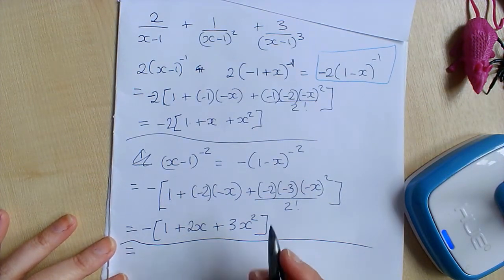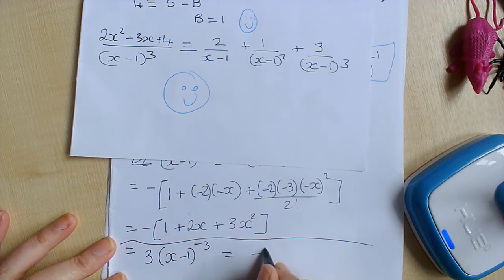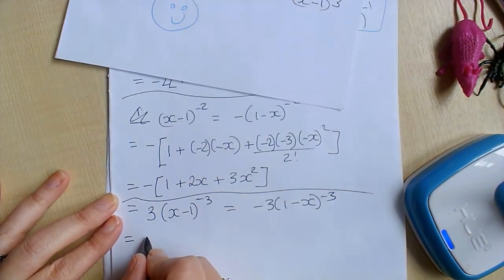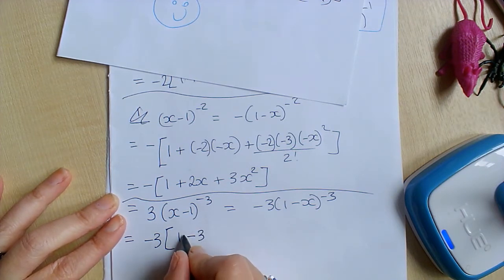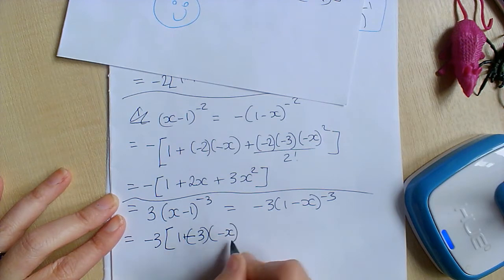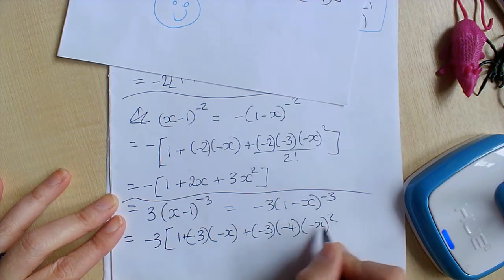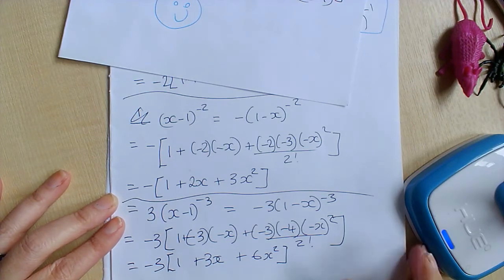Then we've got 3 over... Where are we? This one. Okay. Yep. So that is going to be 3x take 1 to the negative 3, which is negative 3 take x to the negative 3. Good. Which is negative 3, lots of 1. Take 3. So plus that times that plus that times that. We've got power in there as well, and the power take 2 over 1 factorial. Okay. There we go. Equals negative 3 times 1 plus 3x plus 12 over 2 is 6 x squared. Good. Okay. That's just a crazy mess.